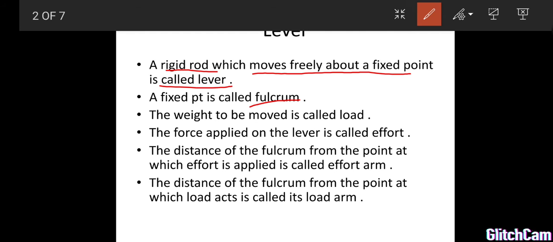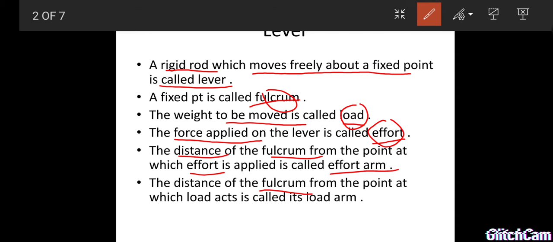The weight to be moved is called the load, and the force applied on a lever is called the effort. These three points are important: the fulcrum, effort and load. Next, the distance between the fulcrum and the effort point is called the effort arm. In the same way, the distance between the fulcrum and the load is called the load arm.